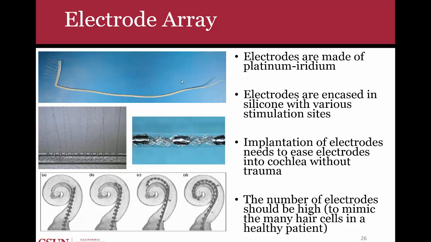One of the important considerations to think about is that you want this to stimulate as much as possible along the length, or I should say circumference, of this cochlear implant. So the smaller the electrodes, the better, because you're able to then stimulate more sites, and you're able to mimic the number of stimulating sites in a natural cochlea.